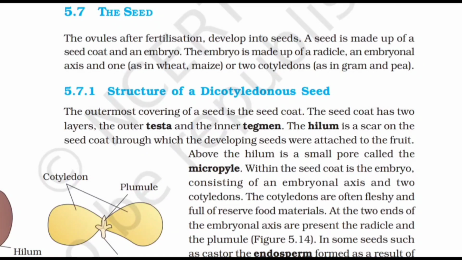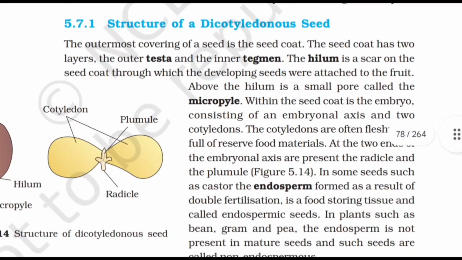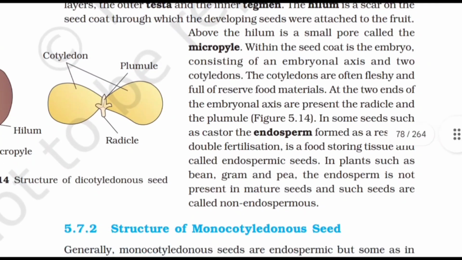The cotyledons are often fleshy and full of reserve food materials. At the two ends of the embryonal axis are present the radicle and the plumule. In some seeds, such as castor, the endosperm formed as a result of double fertilization is a food-storing tissue, and these are called endospermic seeds. In plants such as bean, gram, and pea, the endosperm is not present in the mature seed, and such seeds are called non-endospermous.